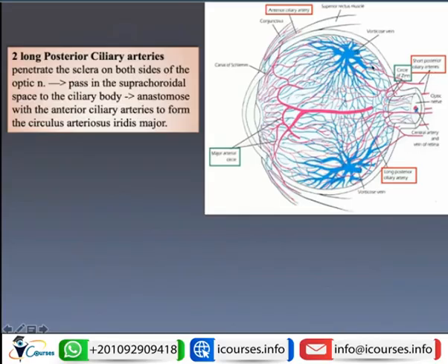Other arteries are the long ciliary arteries. The long posterior ciliary arteries are branches of the ophthalmic artery that run at both sides of the optic nerve. They perforate the sclera at 3 o'clock and 9 o'clock, medial and lateral to the optic nerve, and they pass into the suprachoroidal space until they reach and anastomose with the anterior ciliary arteries to form the circulus iridis major in the ciliary body.